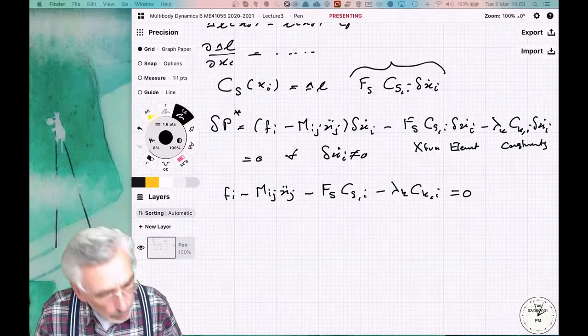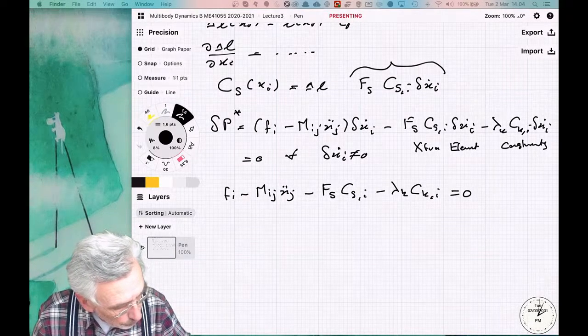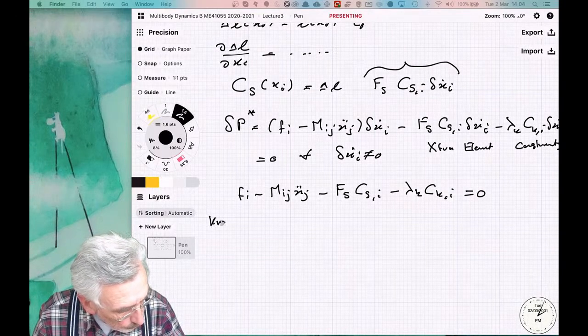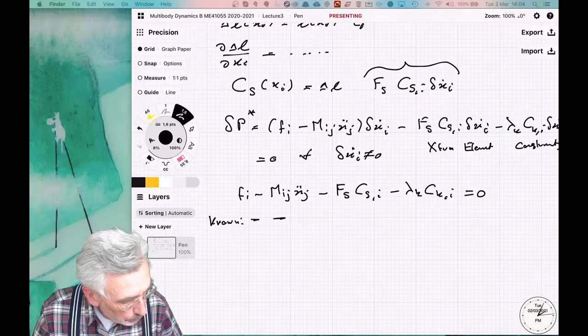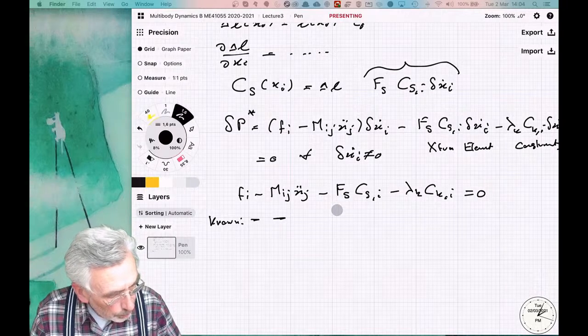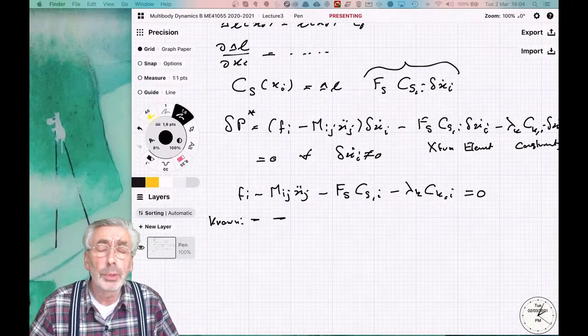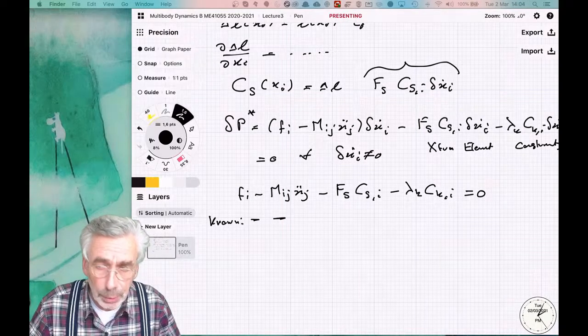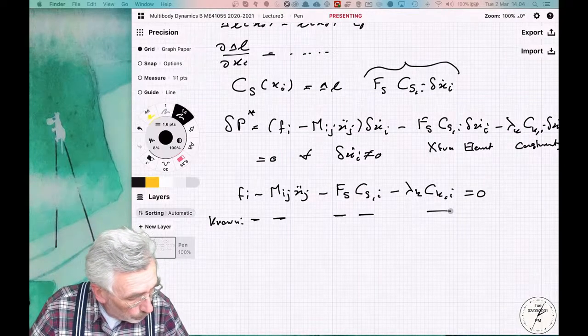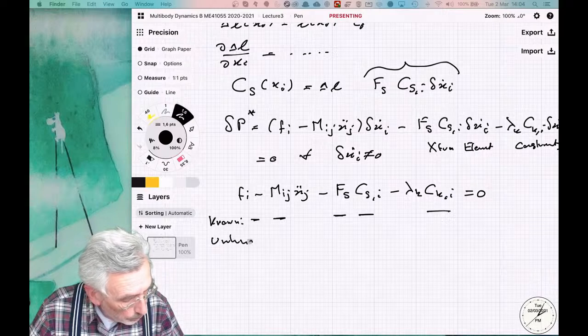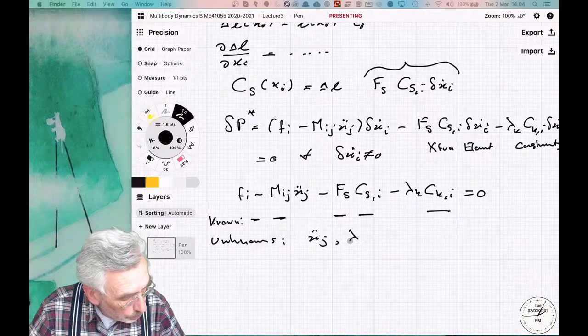Now, let's underscore what is known and unknown. So, what are the known things? Known are the applied forces, the mass matrix, right? The spring forces, yes, because depending on the state of the system, we can just calculate what the spring force is. So that is a known quantity. This Jacobian is a known one. The Lagrange multipliers we don't know, and this Jacobian we know. So the unknowns in our equation are clearly the accelerations x double dot j and the Lagrange multipliers lambda_k.